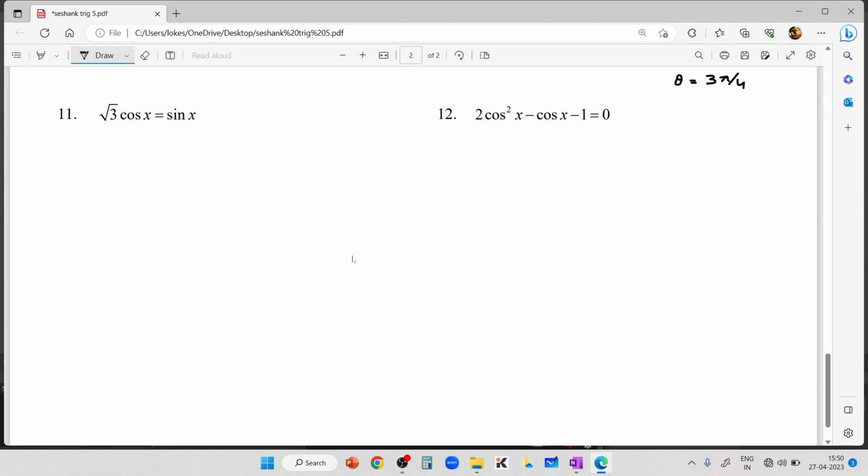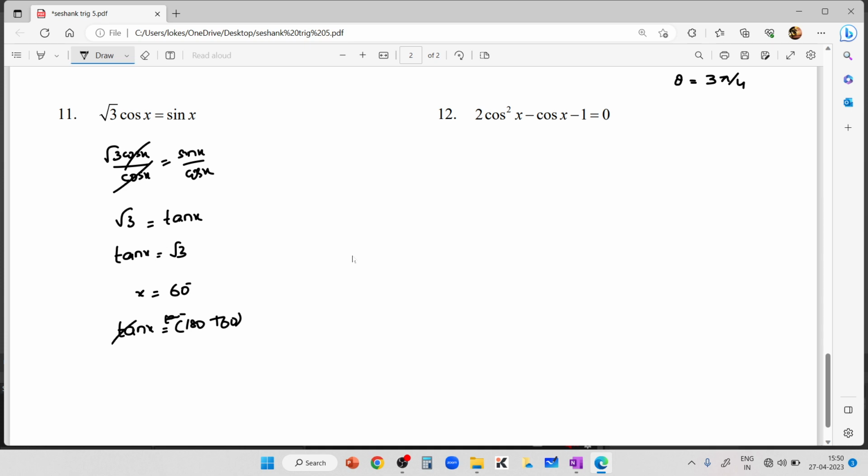Right, root 3 cos x is equal to sin x. That means if we divide by cos x on both sides, so root 3 is equal to tan x. Tan x is equal to root 3. That means x is equal to 60, or tan x is positive in the third quadrant, and the form of the angle in the third quadrant is 180 plus theta, so that will become 180 plus 60. So that means x is equal to 240. So for x equal to 60 or 240, tan x will become root 3.